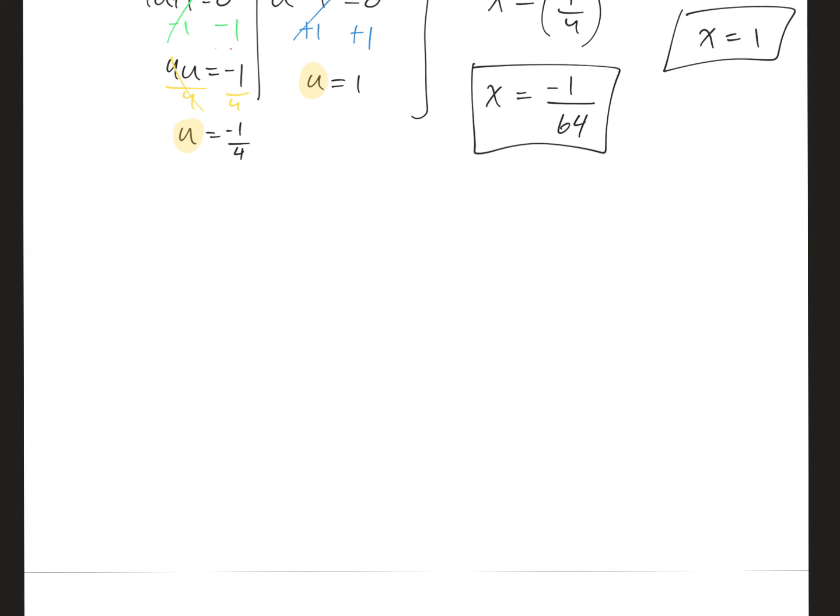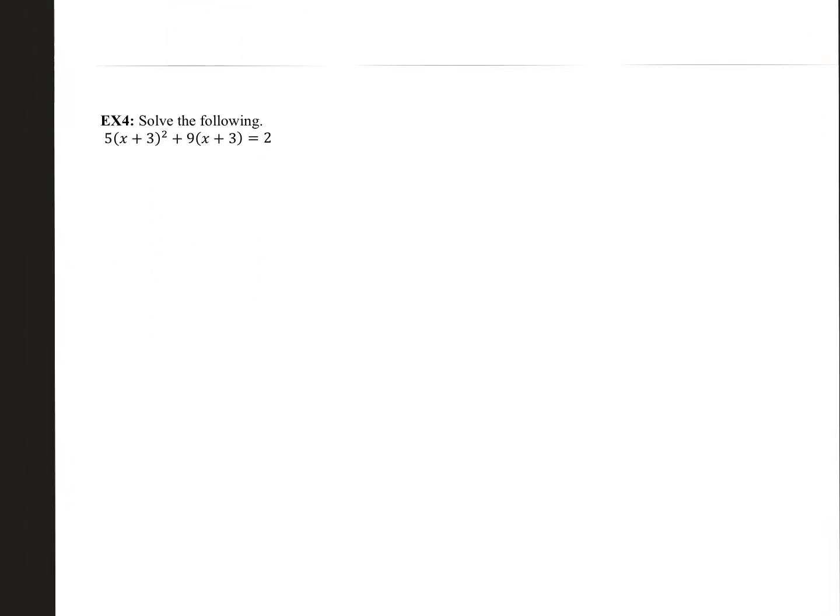Okay, so let's take a look at the next problem. Example 4, solve the following. So what do we see here? Well, we have 5 times x plus 3 to the 2nd power plus 9 times x plus 3 equals 2.